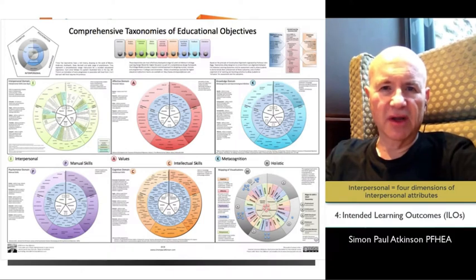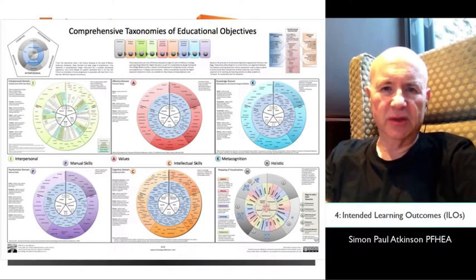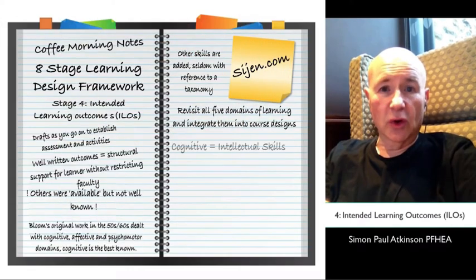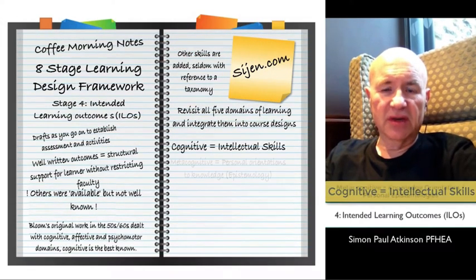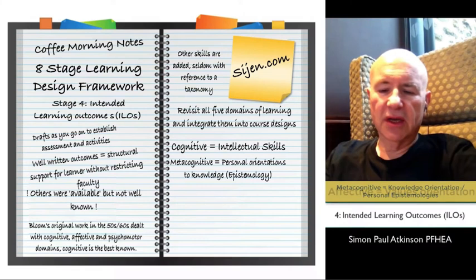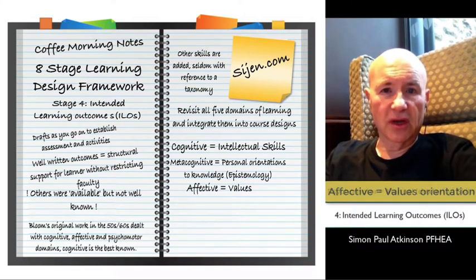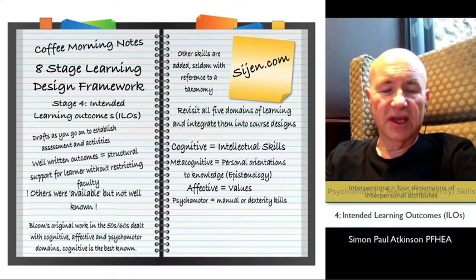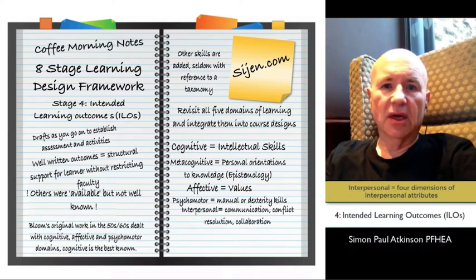Now, there will be other videos on these particular taxonomies. Essentially, cognitive is intellectual skills. Metacognitive is essentially the knowledge orientation, personal epistemologies, if you like, towards learning. Affective is values, psychomotor is manual or dexterity skills, and the interpersonal domain covers things like cultural awareness, cross-cultural learning, conflict resolution, communication, collaboration, all of the things that are interpersonal skills.